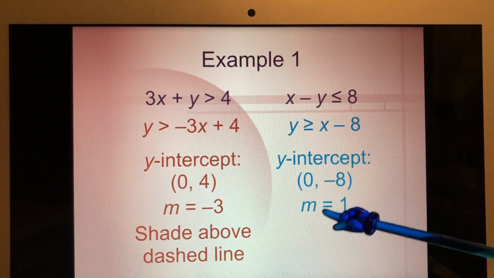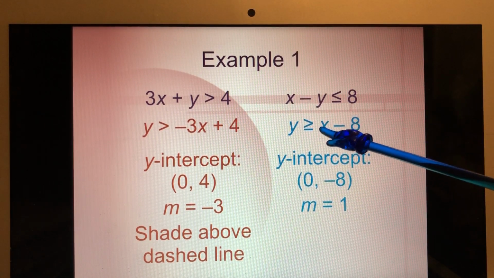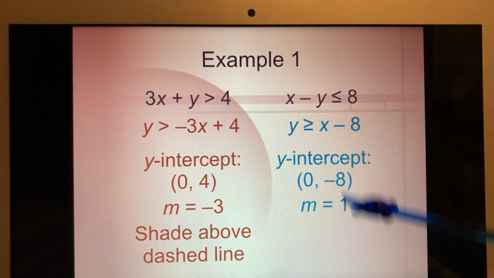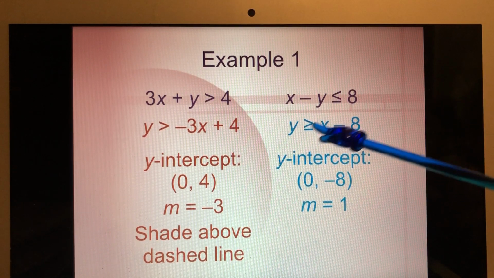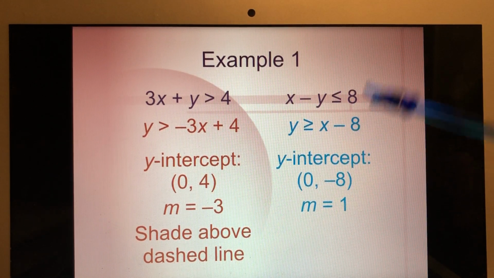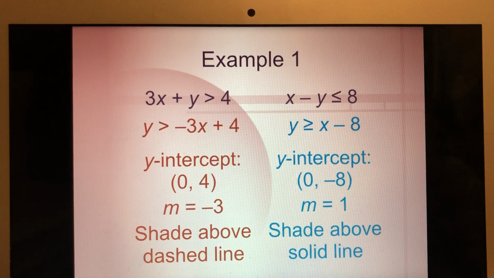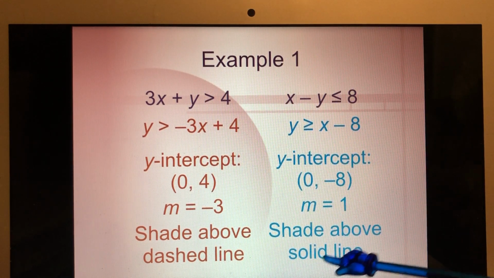Then my slope, I'm going to take a look here. mx plus b, right? mx. Is there anything in front of the x? It's a 1. So then this is y equals 1x minus 8, or y is greater than or equal to. And your slope is 1. And then you want to shade above the solid line.